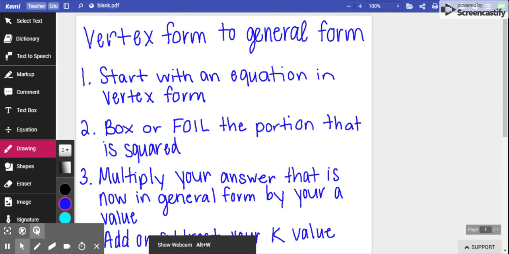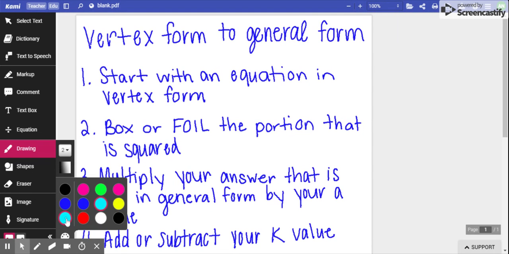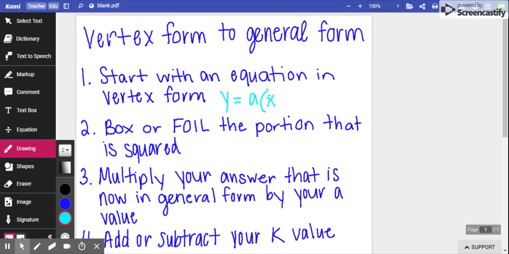When you're working with a vertex form equation, the first thing you want to do is make sure that it actually is in vertex form. Vertex form, again, this should be a reminder, looks like y equals a(x minus h) squared plus k.